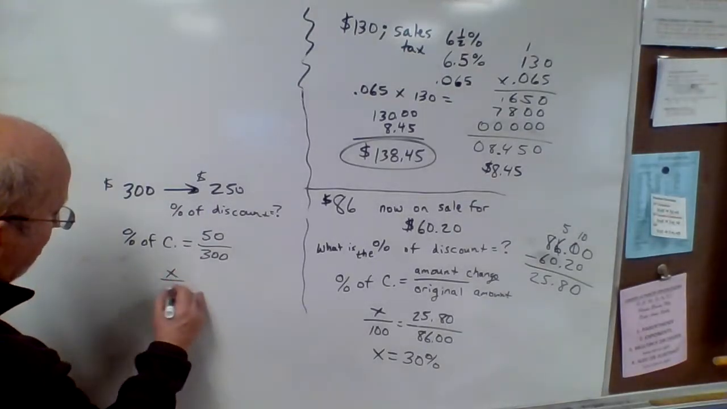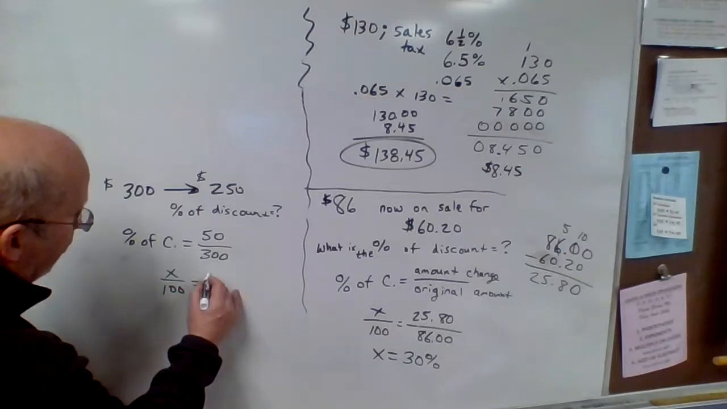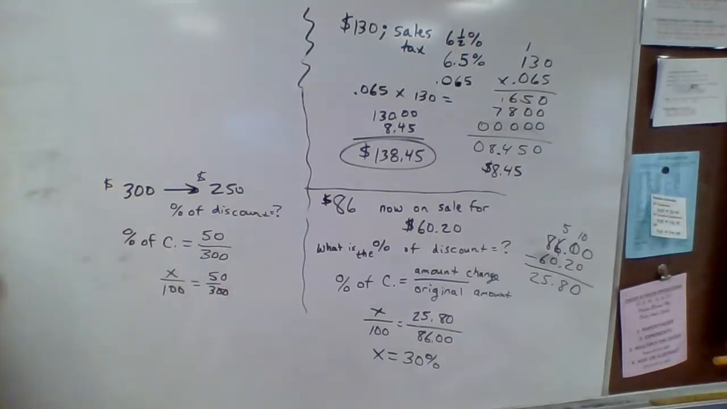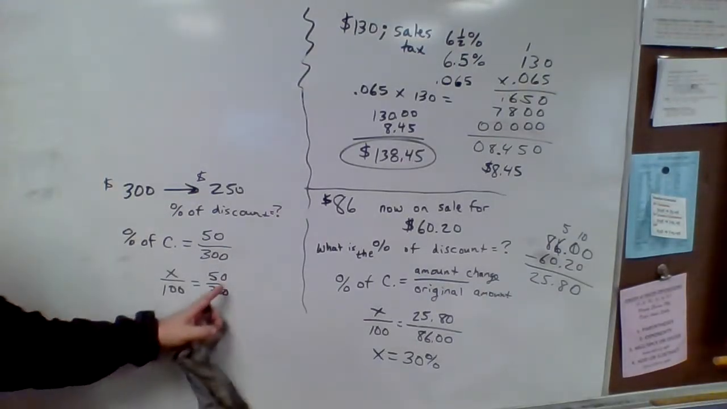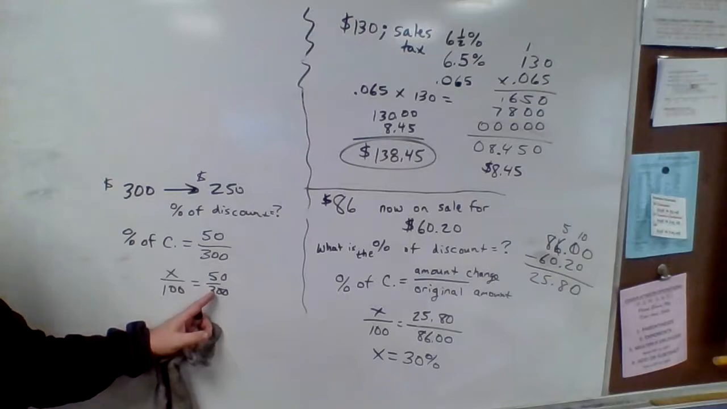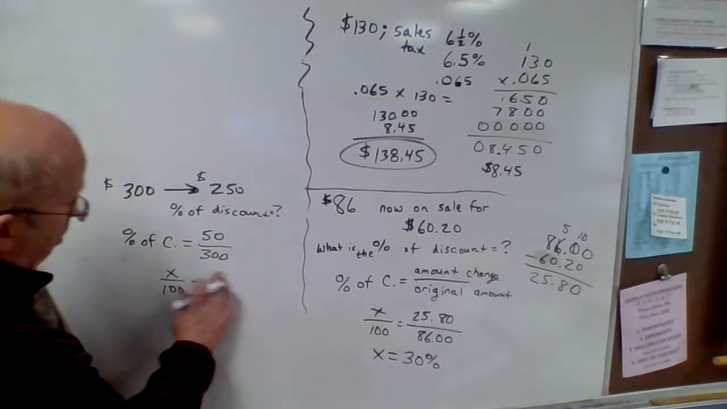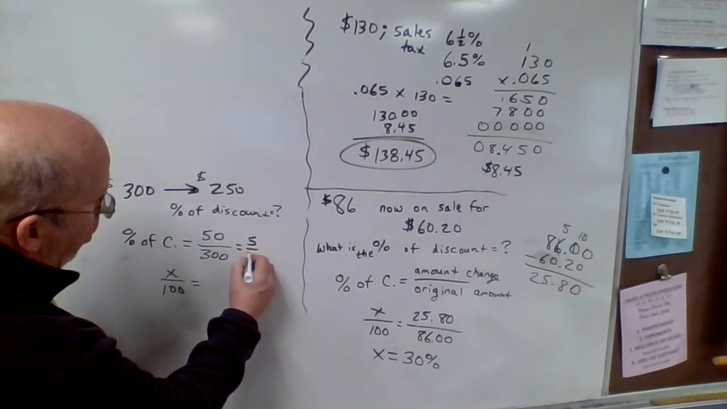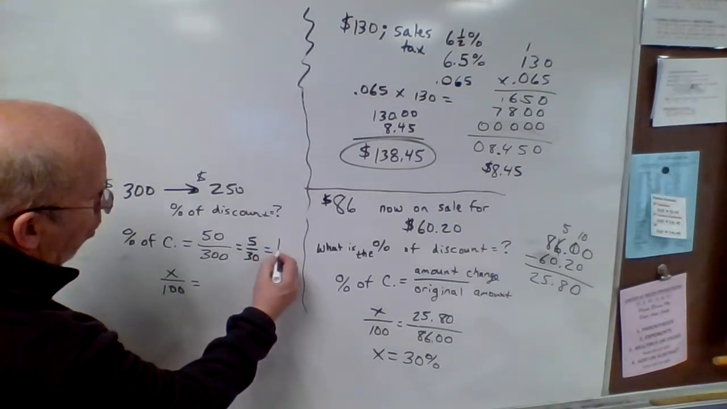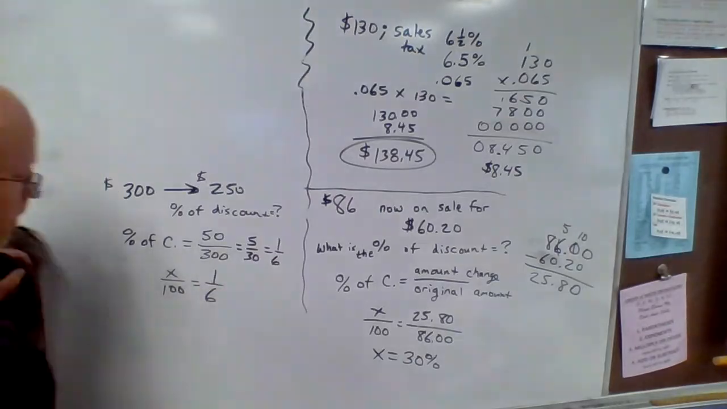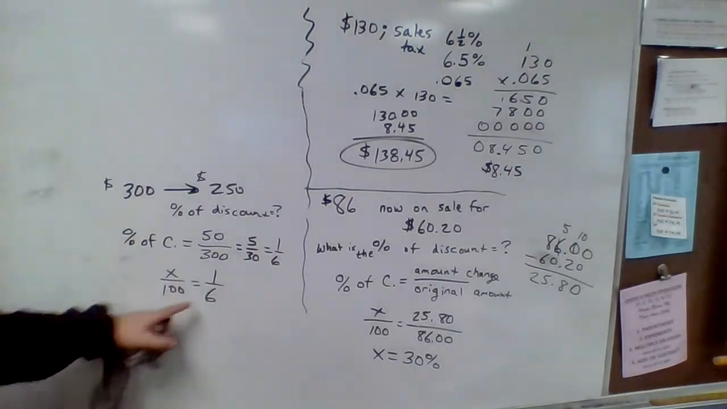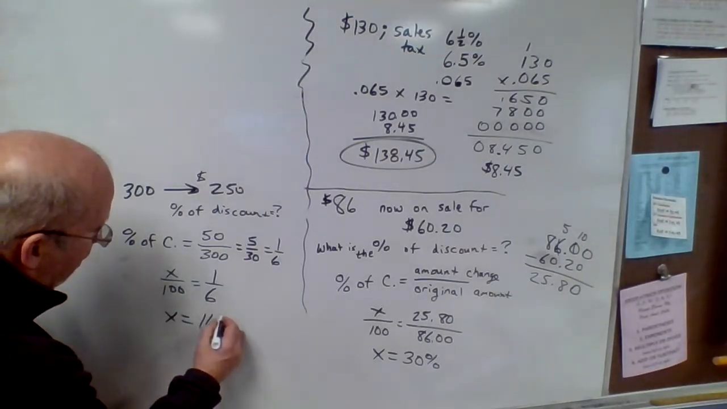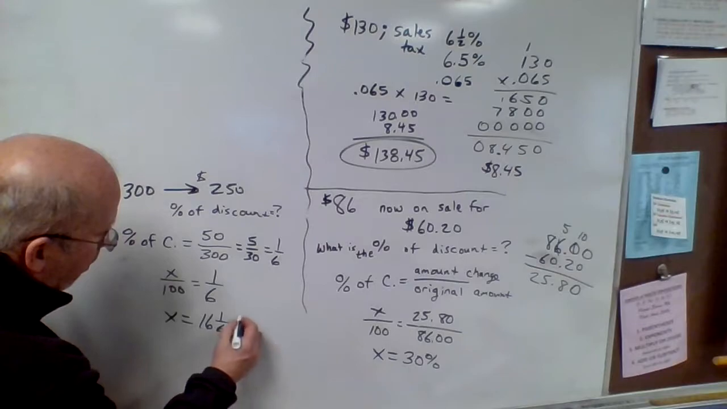We're going to change the left side to x over 100, and we're going to solve for x. One of the things I'm noticing here is I could simplify this down. 50 over 300 can be much easier to work with as 1/6. If I solve this problem, x ends up being 16 and 1/6%.